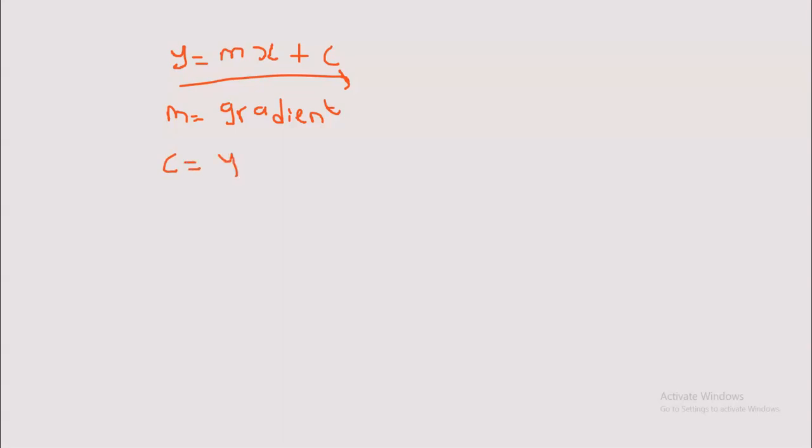So c is the value where your graph will cut at y. So c is the y-intercept of your graph. That's where your graph cuts at y. So wherever your graph cuts at y, that's your c value. So whenever they give you a graph which is a straight line, wherever it cuts at the y-intercept, that's your c value. So that's what you must know with the straight line graph.